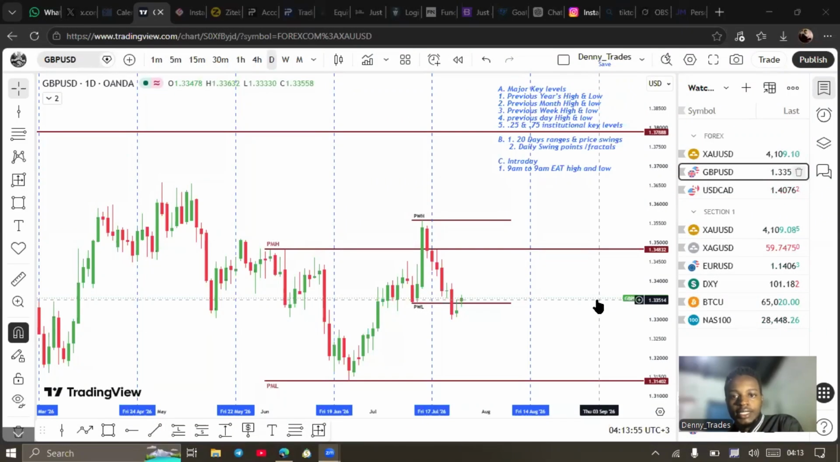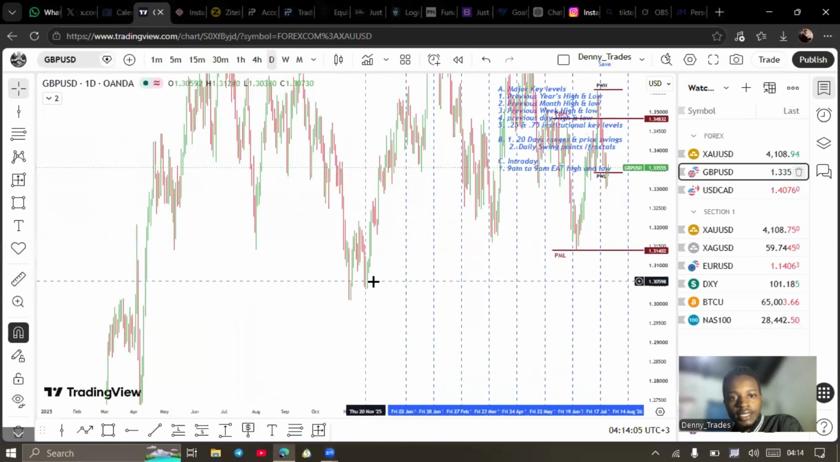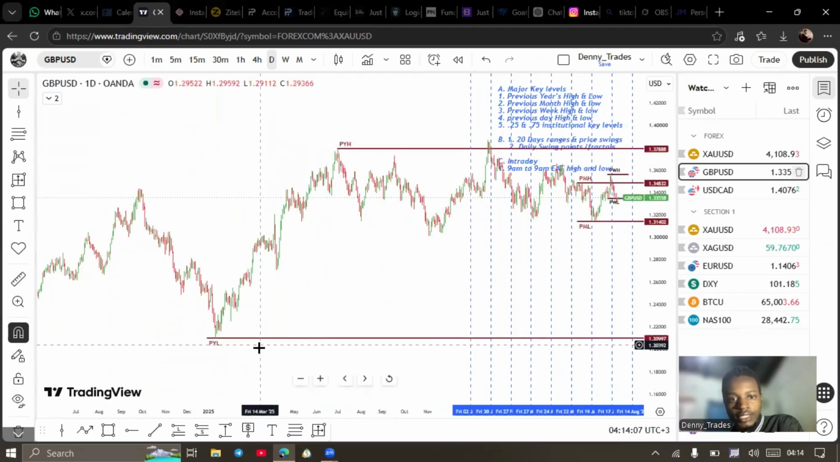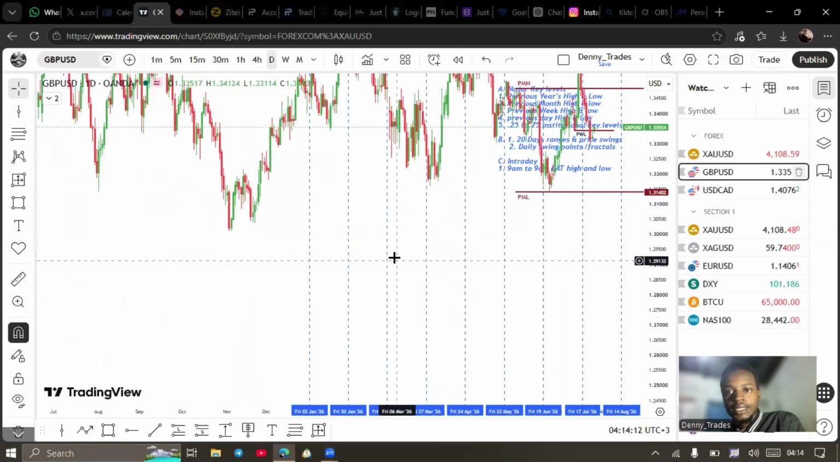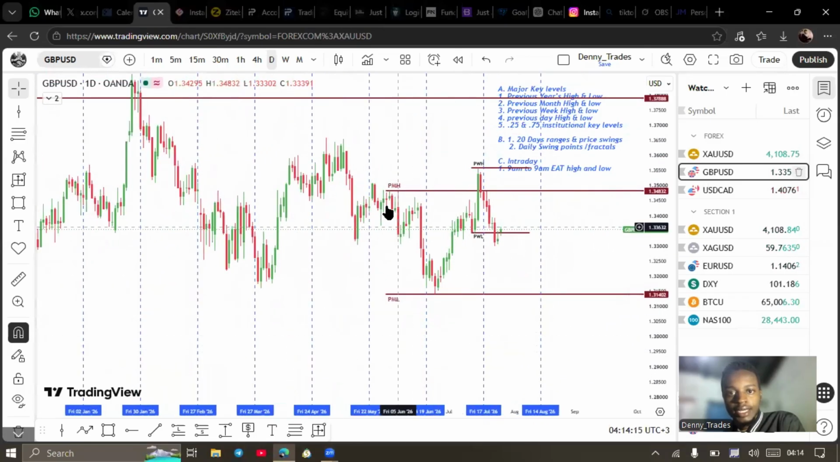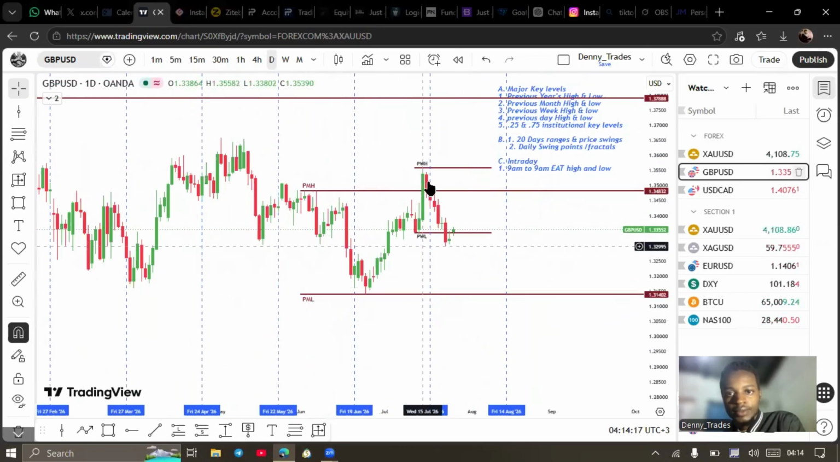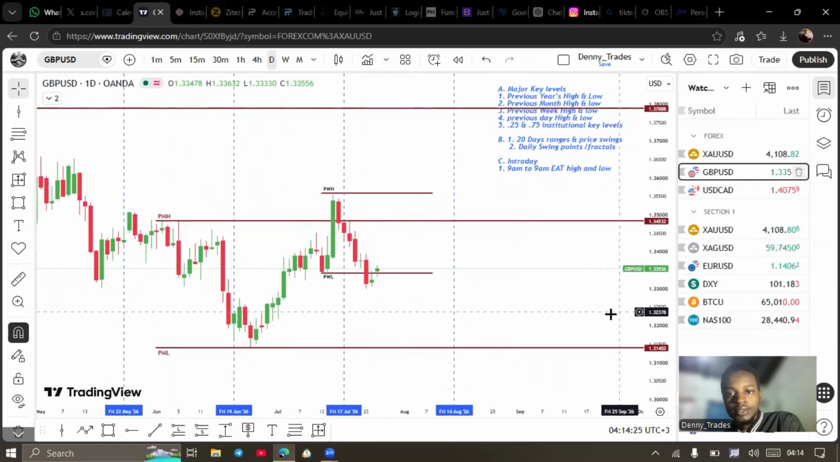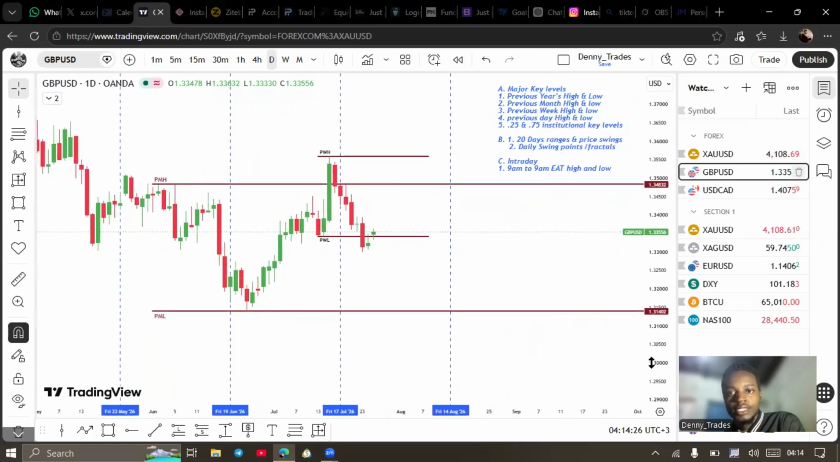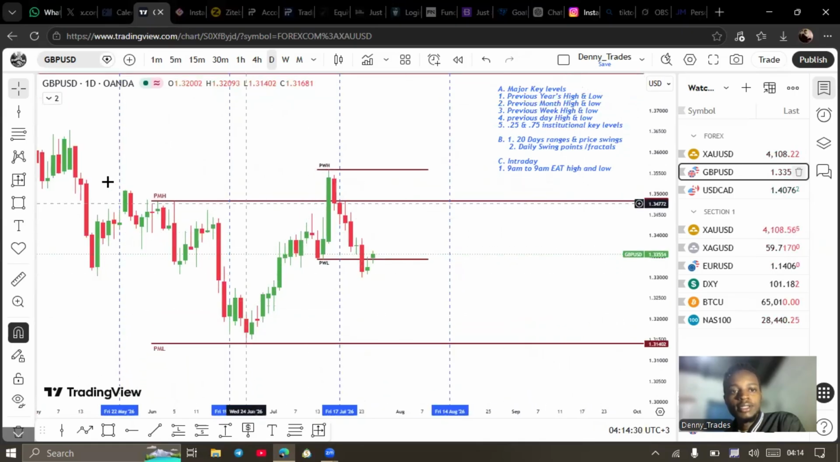So we started the top-down analysis on the monthly time frame, and we marked the previous year's highs and lows, which is this high and this low here, previous yearly high and low. Then we marked the previous monthly high and low, which is this, and we also marked the previous weekly highs and lows. Okay, and one of the most important lessons here was that price reverses around these key levels.